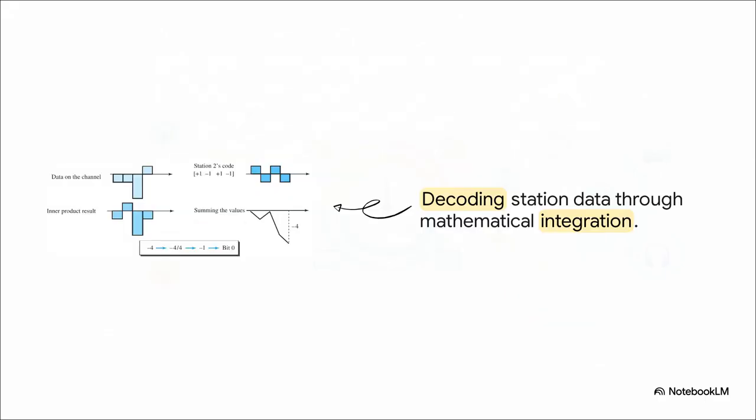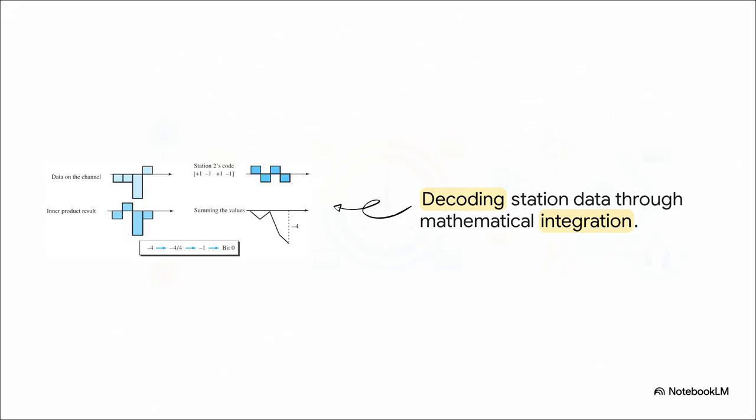Now for the really fun part, the recovery. Let's say our receiver only wants to listen to station 2. The receiver takes that composite signal we just calculated, -1, -1, -3, +1, and multiplies it by station 2's specific chip code, which happens to be +1, -1, +1, -1. Doing the inner product slowly here. -1 times 1 is -1. -1 times -1 is +1. -3 times 1 is -3. And 1 times -1 is -1.